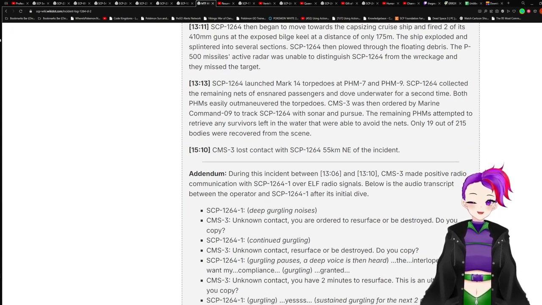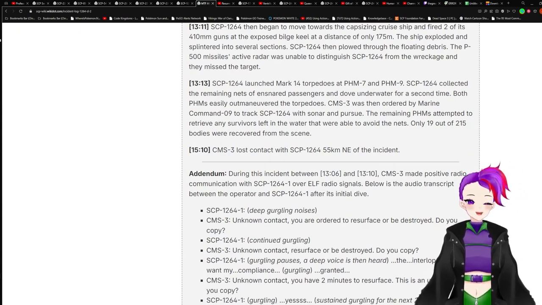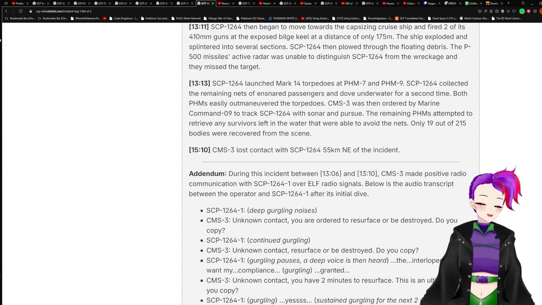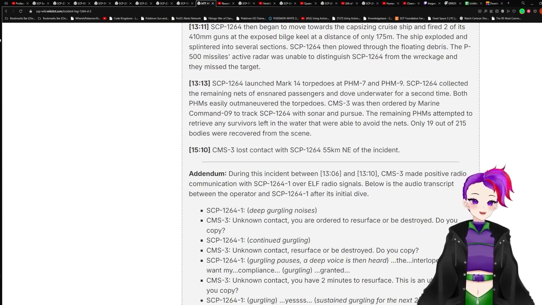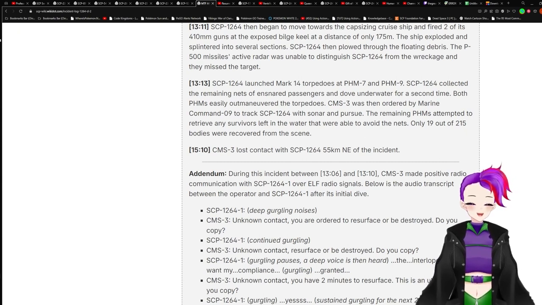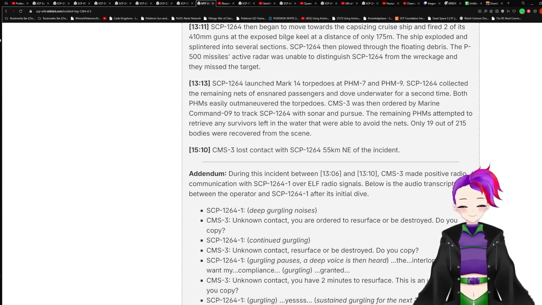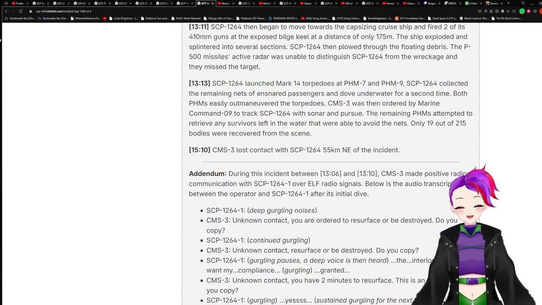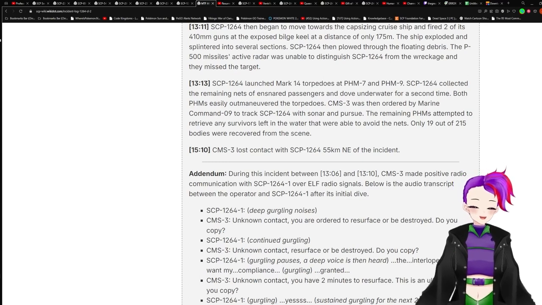1313: Tau-64 launched Mark 14 torpedoes at PHM-7 and 9. Tau-64 collected the remaining nets of the ensnared passengers and dove underwater for a second time. Both PHMs easily outmaneuvered the torpedoes. CMS-3 was then ordered by Marine Command 09 to track Tau-64 with sonar in pursuit. The remaining PHMs attempted to retrieve any survivors left in the water that were able to avoid the nets. Only 19 out of the 215 bodies were recovered from the scene. 1510: CMS-3 lost contact with Tau-64, 55 kilometers northeast of the incident.